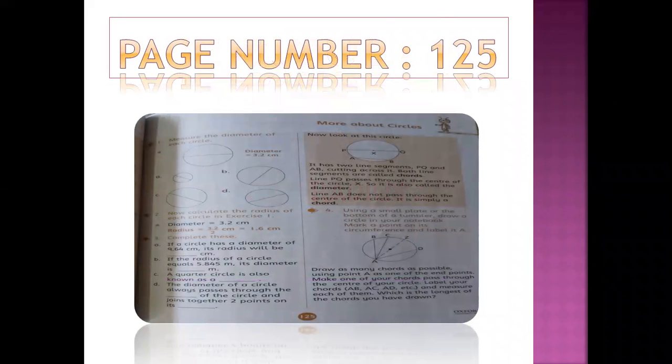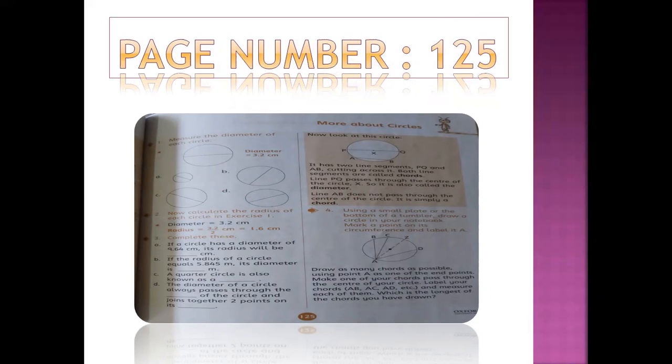In your page 124, a circle is given, and how many elements did we learn? Semicircle, diameter, radius, circumference of the circle, center of the circle, and the quadrant of the circle. These definitions are included in your syllabus.